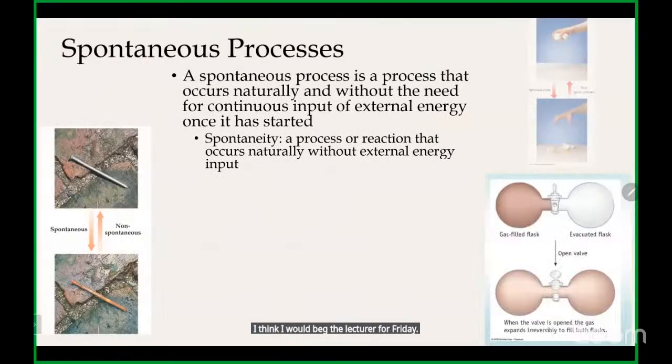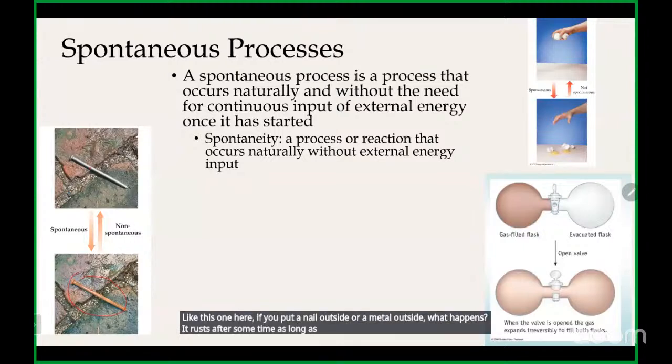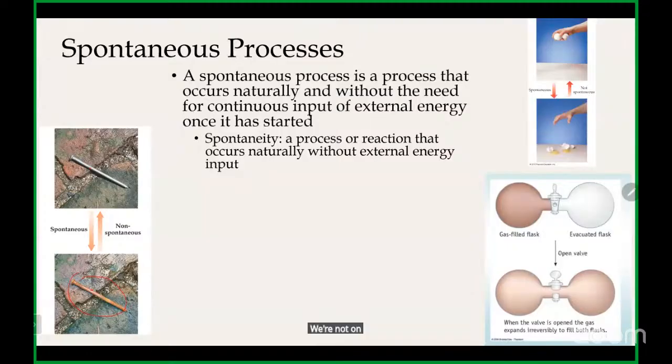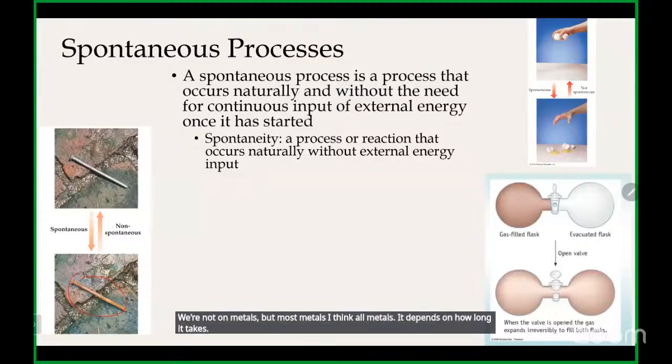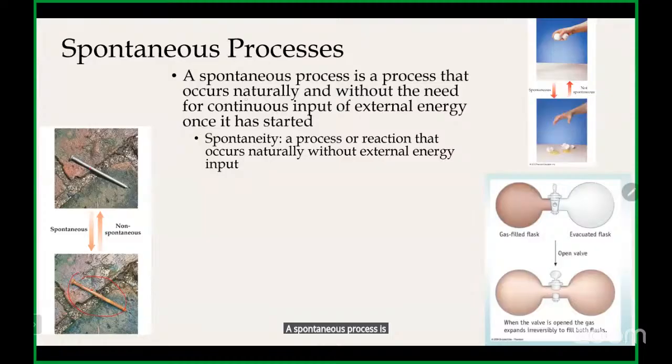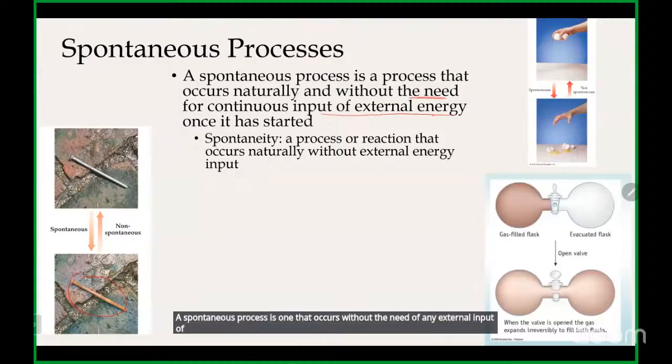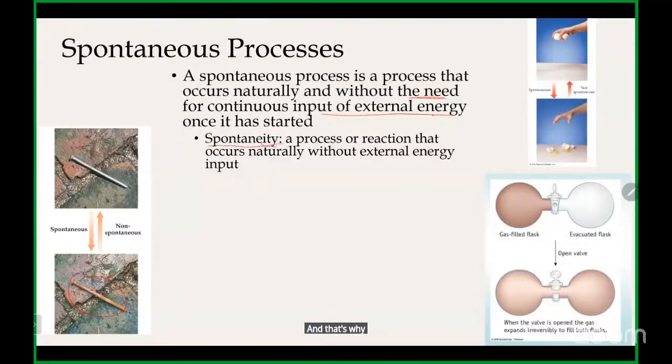So a spontaneous process, like this one here: if you put a nail outside or a metal outside, what happens? It rusts after some time, as long as it's in contact with water. Well, not all metals, but most metals. I think all metals. It depends on how long it takes. A spontaneous process is one that occurs without the need of any external input of energy. That's the definition of a spontaneous process. And that's why we define spontaneity as a reaction proceeding without external input.